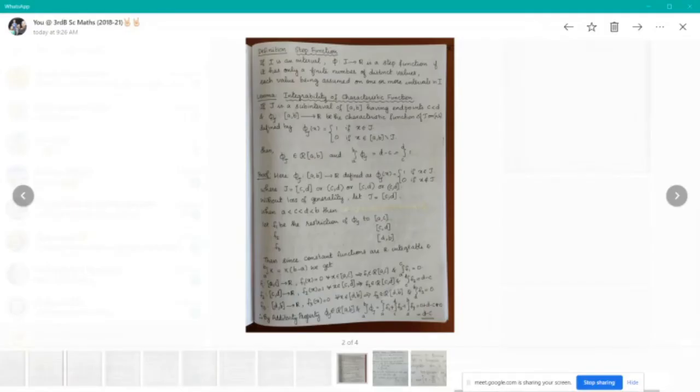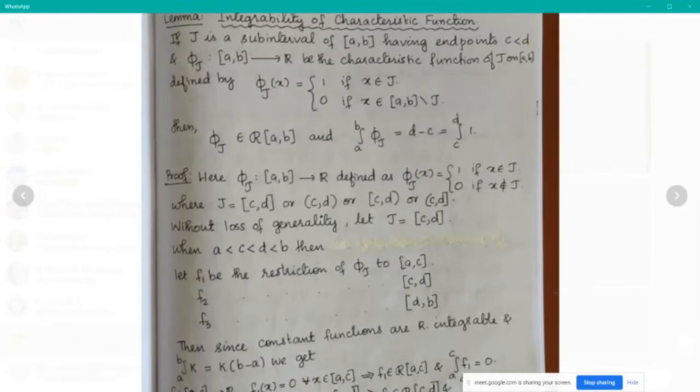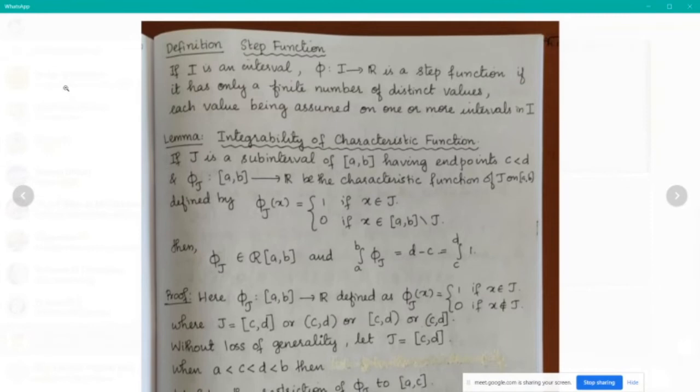That is the first theorem. Integrability of characteristic function. It is given as a lemma in your textbook. Theorem nalla edittulladu lemma ennaanu. Adupole thanne characteristic function, closed interval 0 1 thaneyalla, edengilum oru sub interval J യുടെ characteristic function എടുത്തേക്കാണ്, and it is taken as a subset of closed interval AB. Characteristic function of J phi J എന്നാണ്, chi J എന്നല്ല phi J എന്നാണ് ഇവിടെ ഡിനോട്ട് ചെയ്തിരിക്കുന്നത്. അപ്പോൾ ഒന്ന് നോക്കാം.